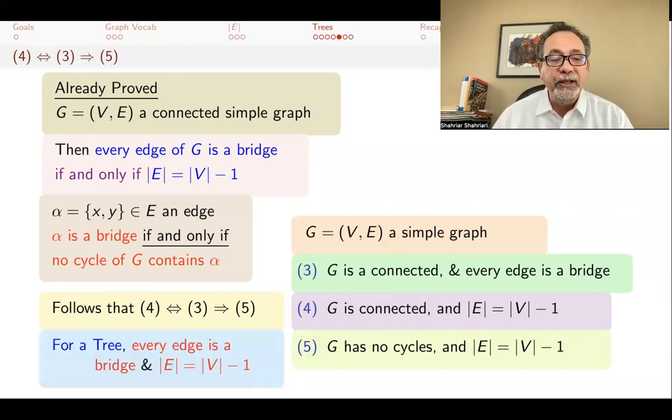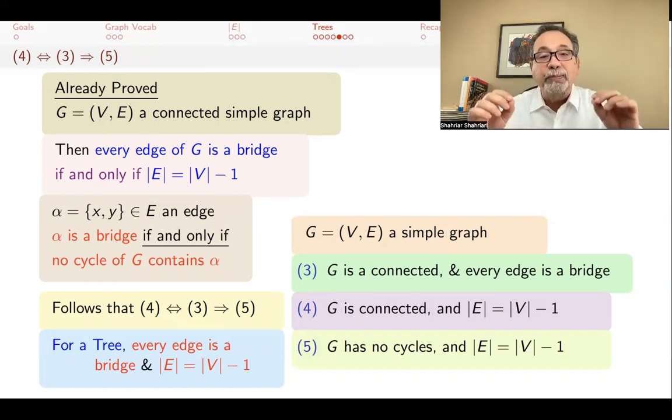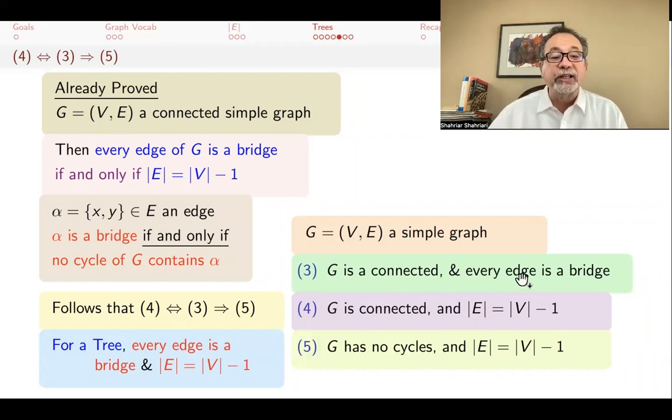By the way, from this, it also follows that if you actually have a tree, then every edge is a bridge and the number of edges is 1 less than the number of vertices. Because from a tree, we proved that there's a unique path between every two vertices. And we proved that if you have a unique path between every two vertices, then G is connected and every edge is a bridge. So if it's a tree, then every edge is a bridge. And we had already proved that then the number of edges is 1 less than V. So the point is that for a tree, we already know these facts.